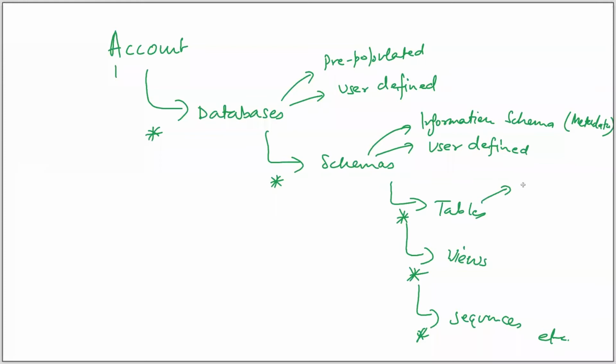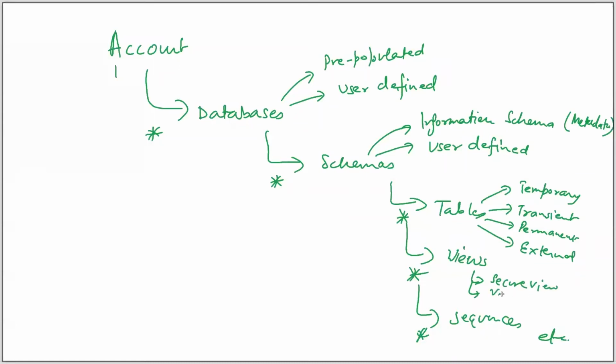And tables: a temporary table is for the current session, a transient table is for the current user, and then we have a permanent table, which is available in standard edition and enterprise edition. And then we have external tables, where you can fire queries on data which is stored externally in AWS or Azure or GCP. These are external tables, not managed by Snowflake, but you can fire federated queries on external data. Views also come in multiple types: secure views, materialized views, and normal views. All these things are there in Snowflake.